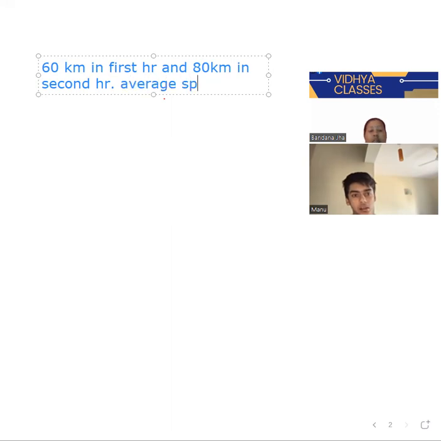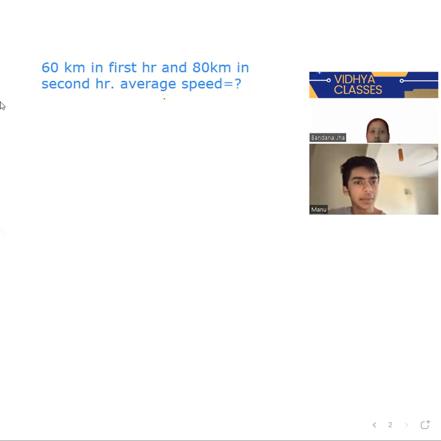See, the average speed formula is total distance upon total time taken. Normally the speed is distance upon time. So average speed will be total distance upon total time. Understood? So for this, because it's the first hour and the second hour, it's 60 plus 80, so 140 divided by 2, and you get 70. So the average is 70 kilometers.